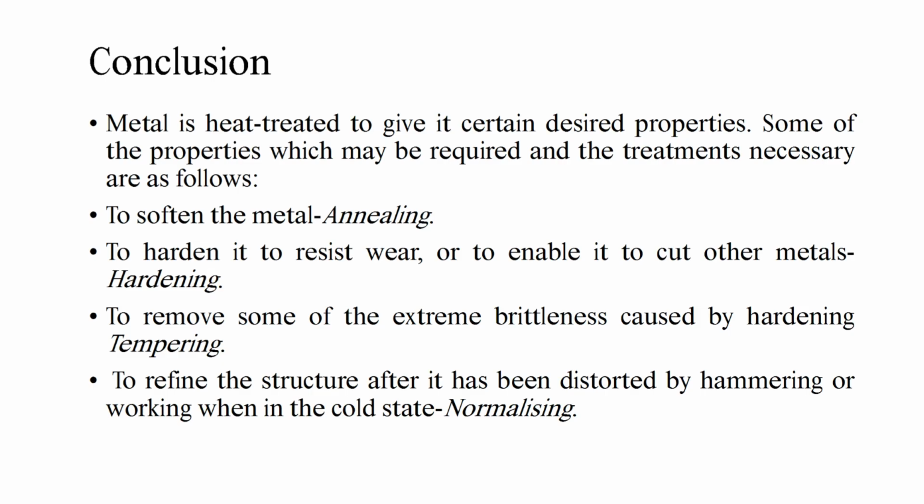And that brings us to our conclusion. Metal is heat treated to give it certain desired properties. Let's recap some key needs and their treatments. To soften the metal, we use annealing. To harden it to resist wear, or to enable it to cut other metals, we use hardening. To remove some of the extreme brittleness caused by hardening, we apply tempering. And to refine the structure after it has been distorted by hammering or cold working, we use normalizing.